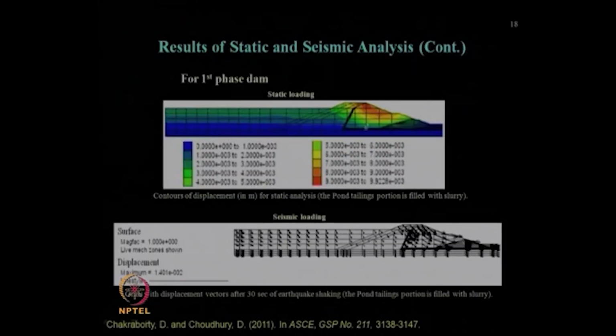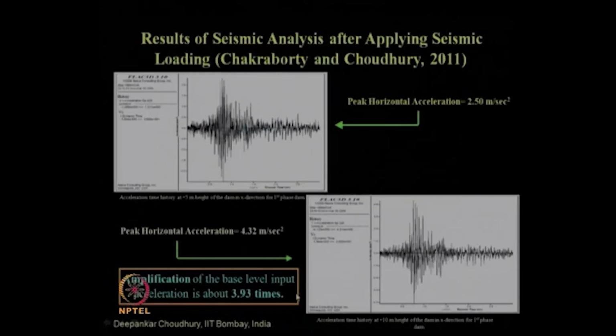This is the flat displacement contours for the static case, that is under the gravity loading condition. What is the displacement behavior at various portions of this tailing dam? Also under the seismic loading condition, after 30 seconds of earthquake shaking, how much will be the displacement vector in FLAC? These results are available for the first phase of the dam.